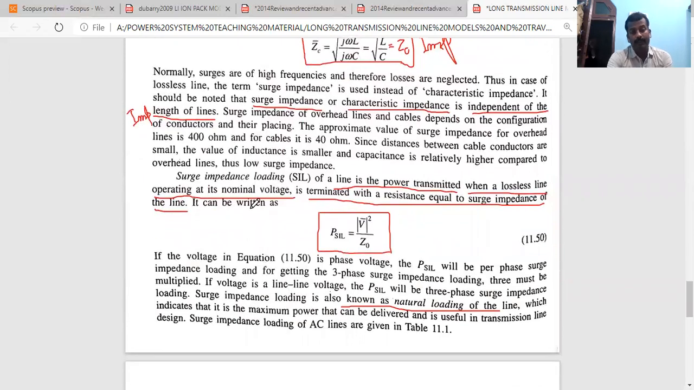Surge impedance loading. Now we have to be careful here. Surge impedance loading of a line is the power transmitted when a lossless line operating at its nominal voltage is terminated with a resistance equal to the surge impedance of the line.